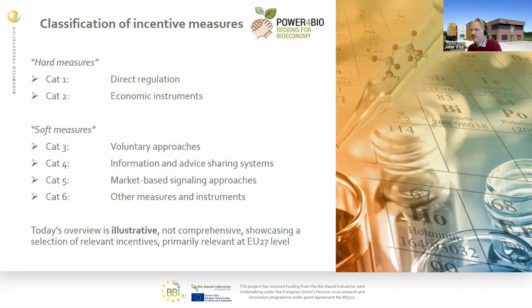And I used a categorization of incentives that I kindly adopted from another CSA project called Power for Bio. There is a differentiation between two groups. On the one hand, there are hard measures, and on the other hand, there are soft measures. And within these categories, you find further specification, which I will get to in a minute. Also, it's good to know that the overview I'm presenting is illustrative rather than comprehensive, and it is showcasing a selection of incentives, primarily those that are relevant at the European 27 level.